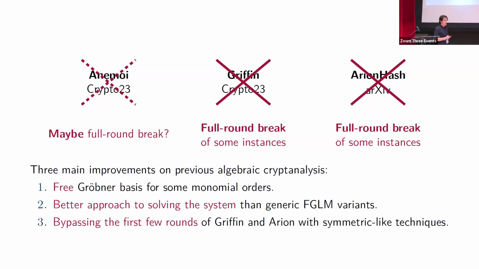Now, in a nutshell, why we have these results is we provide three improvements in previous algebraic cryptanalysis. First of all, we have this technique that allows us to get free Gröbner bases for the models of these primitives. And since computing Gröbner bases is generically pretty hard, this is actually a huge improvement. But that's not all. We also provide a more dedicated solving algorithm than just generic FGLM. And also, I will not talk about this in the presentation, but we have some symmetric techniques to bypass some rounds in Griffin and Arion.